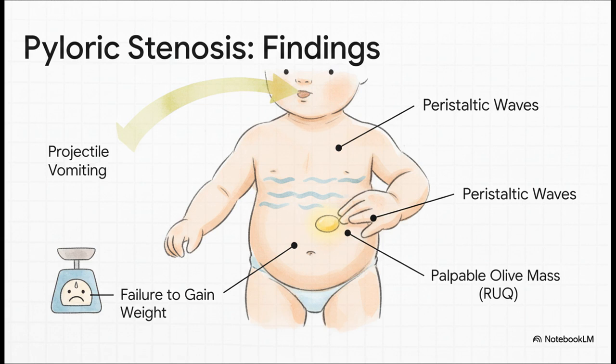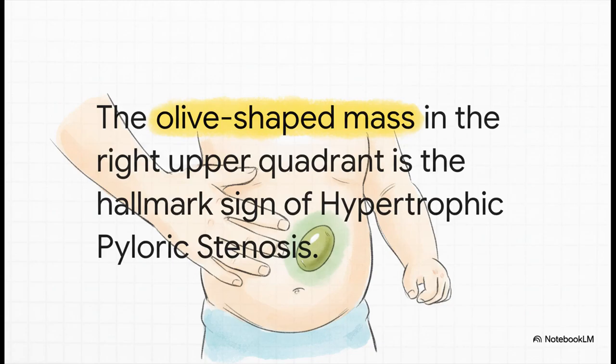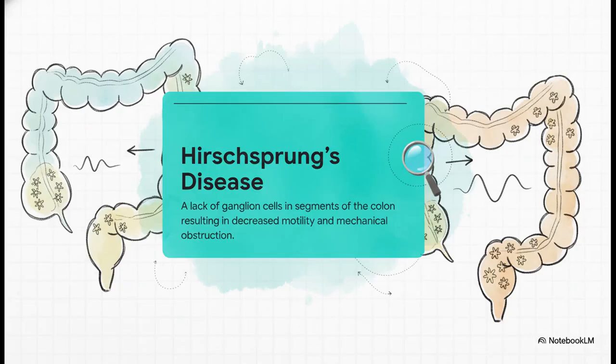Okay, NCLEX alert. If there's one thing you remember from this section, make it this. That palpable olive-shaped mass in the right upper quadrant is the absolute hallmark sign of pyloric stenosis. That's the overgrown muscle you're feeling. If you see this in a test question, you found your answer. Lock it in. Next on our list is Hirschsprung's disease.